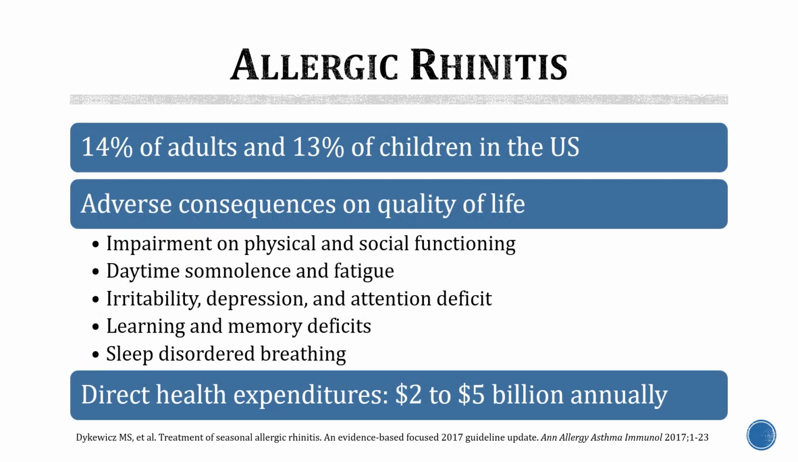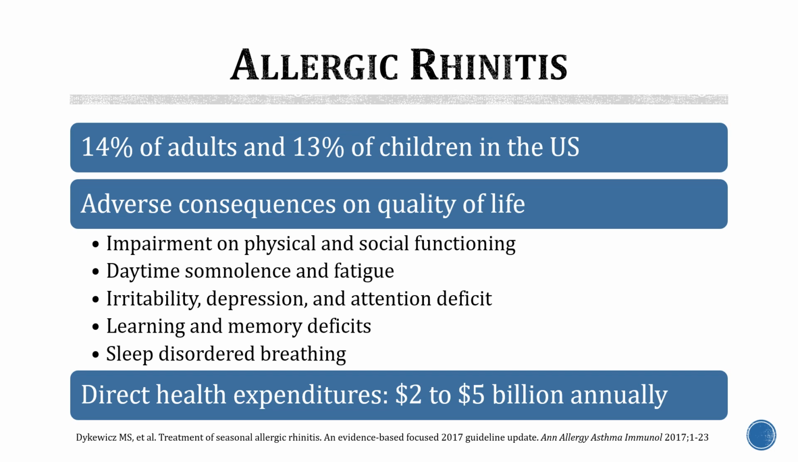With allergic rhinitis, there's a substantial burden associated with it, and it's multifactorial. The prevalence of those diagnosed with allergic rhinitis in the U.S. alone is 14% of adults and 13% of children. There's a couple different adverse consequences of the condition, so it might include impairment in physical and social functioning, daytime somnolence and fatigue, irritability, depression, attention deficit, among others.